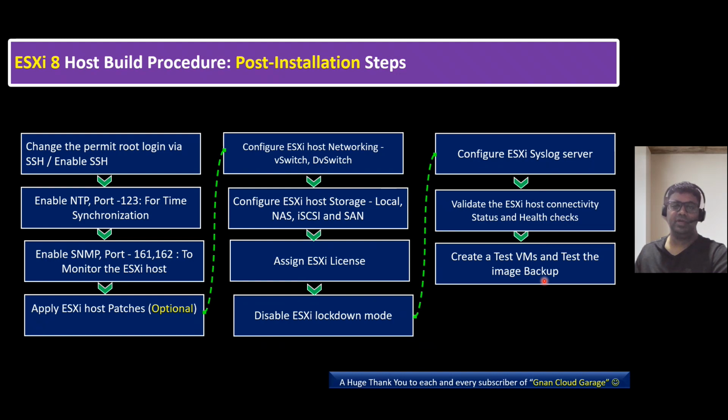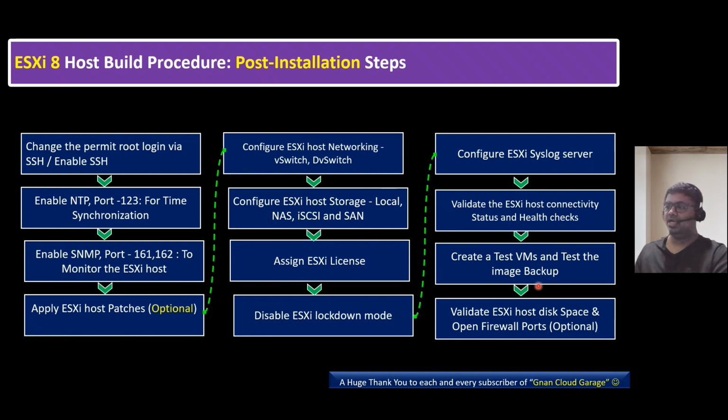This is also recommended when we are moving a new ESXi host to live: test the virtual machine backup before moving to production. And validate the ESXi host disk space and open the firewall ports. This is optional, but on some servers, when we install firmware, the OS RAM disk may fill up. That is the reason we keep one safety point, an optional point, to verify the host disk space. And if your organization is running in any remote location and needs access to your other branches, we may need to open some firewall ports. So that's the reason I mentioned the last point as optional.